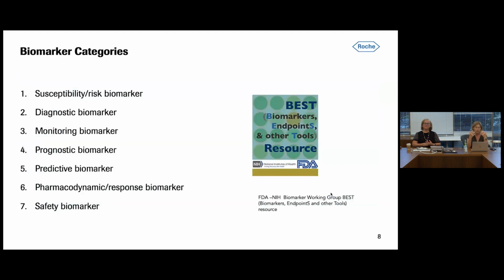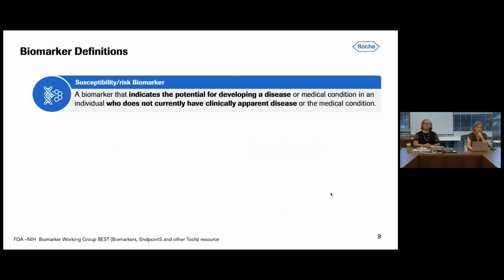It was jointly put together, like I said, with FDA and NIH, but also Pharma has been able to comment on it. And they really describe what the different biomarker categories are. Some of them are listed on this slide, and I'll briefly touch base on some of these definitions here. First of all is susceptibility or risk biomarker. It's a biomarker that indicates the potential for developing a disease or a medical condition in an individual who does not currently have clinically apparent disease or a medical condition. So really, if you measure this, you can predict if a patient is gonna develop the disease.